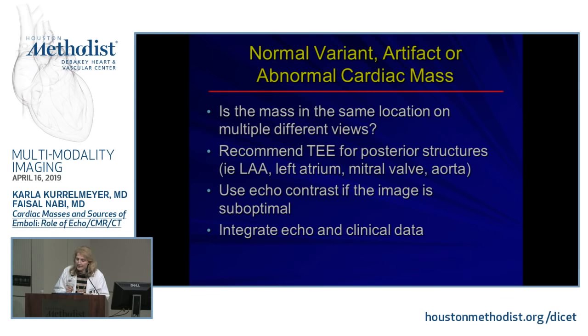Well, you need to look and see if you see that mass in the exact same location on multiple different views. If you do, then it's not an artifact, it's real. Then it becomes either a normal variant or an abnormal cardiac mass. If the mass looks like it's posterior, TEE is your friend, because TEE gives you excellent visualization of those posterior masses, those things that are located in the left atrium or in the mitral valve or the aorta.